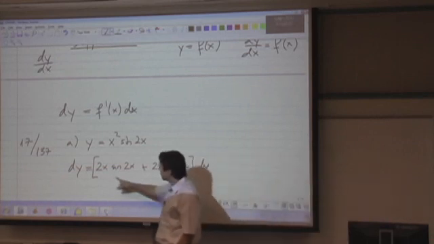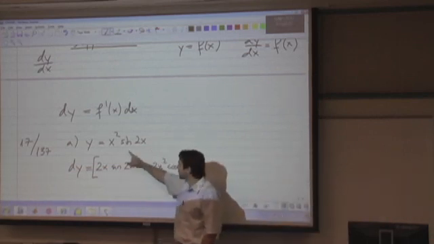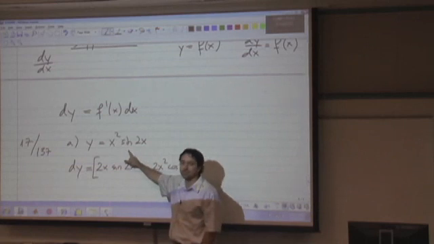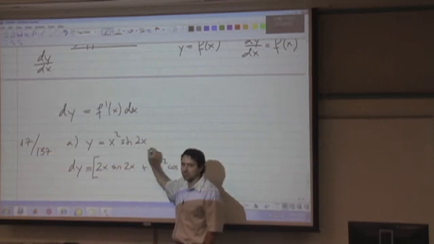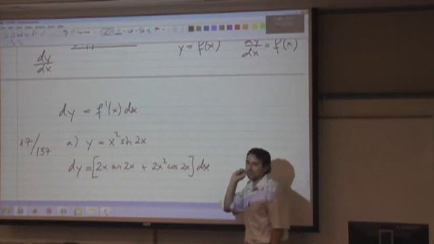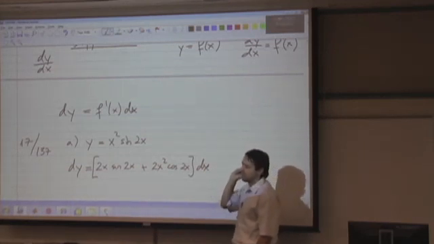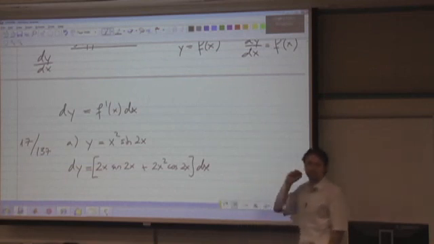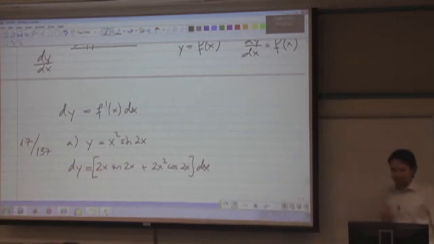The derivative of the first times the second plus the derivative of the second. So what's the derivative of sine of 2x? Cosine of 2x times 2. Chain rule. You do product rule together with the chain rule, yes. Is this making sense?